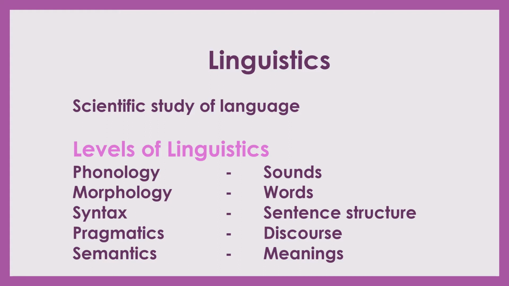The first level is phonology, which deals with sounds. The second level is morphology, which deals with words, syntax deals with the sentence structure, and pragmatics is the study of discourse. These 4 levels are connected with each other, whereas semantics tells about the meanings of each word.